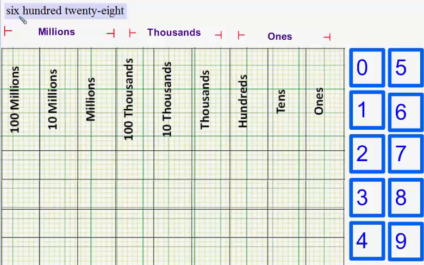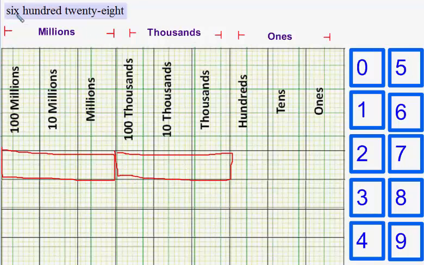We are to write the number 628. Notice there's no commas in the word name. This means that our number fits all within one of the groupings. Our first grouping here is in millions. Any numbers in this area here would be in the millions group. Any digits I put in this area would be in the thousands group.